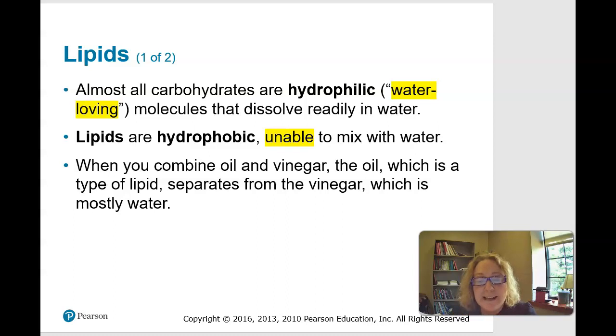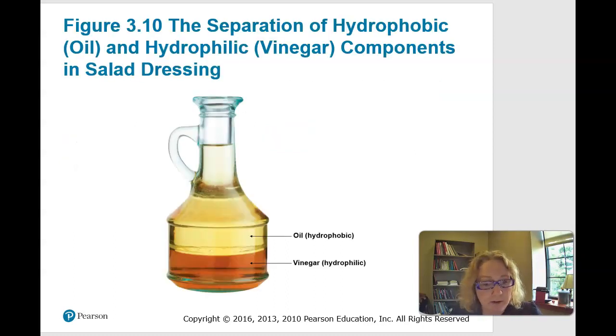That's really everything that's not lipids. Oil and water, it's the same. Oil and water don't mix. Lipids are hydrophobic. They are unable to mix with water. Oil and water will stay separate, you'll have your oil and you'll have your water. When you combine oil and vinegar, the oil, which is a type of lipid, separates from the vinegar, which is mostly water. So here's a picture in case you've never had oil and vinegar. The vinegar will go to the bottom, the top will stay in oil.